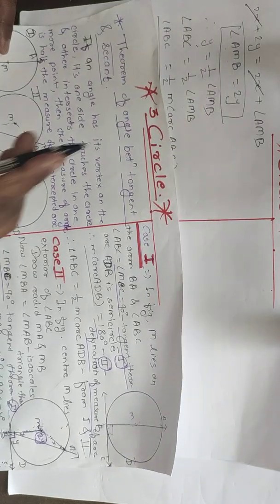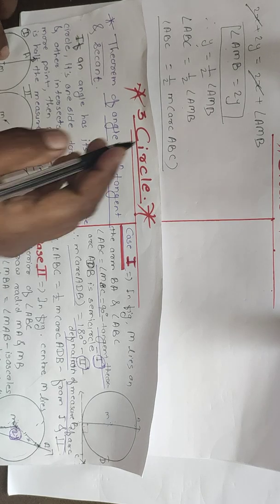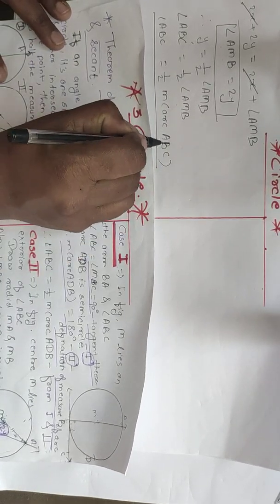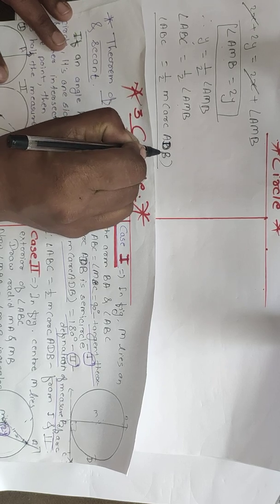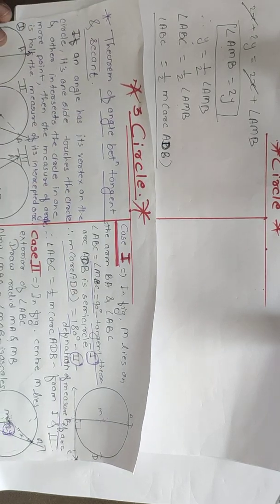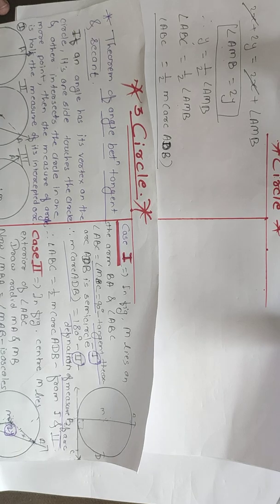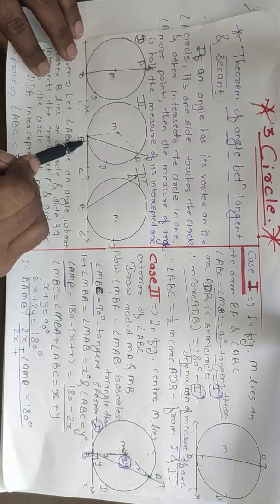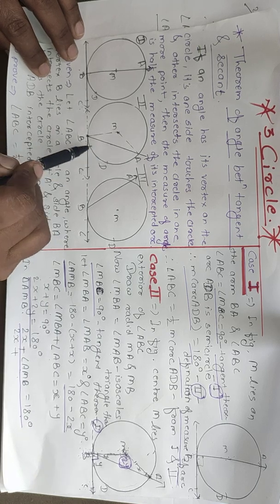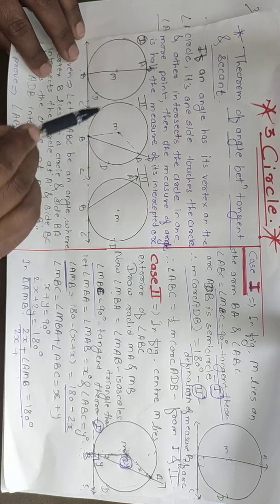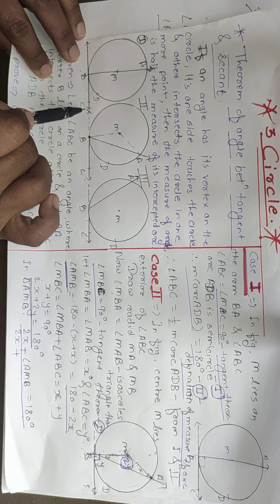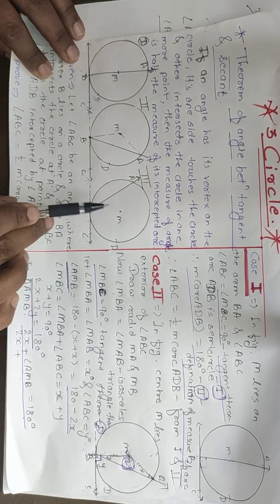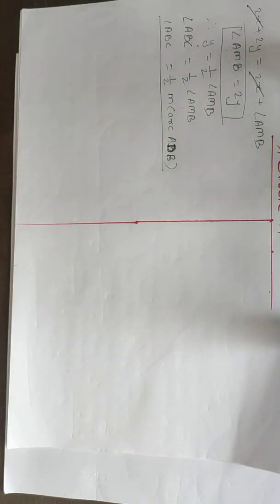Here we have ABC, A, D, and here it is B. So this angle ABC is half of arc ADB. In the first case, we showed that angle ABC is half of arc ADB. Here also we showed that ABC is half of arc ADB. Now we'll see the third condition. For that also we'll draw the figure.